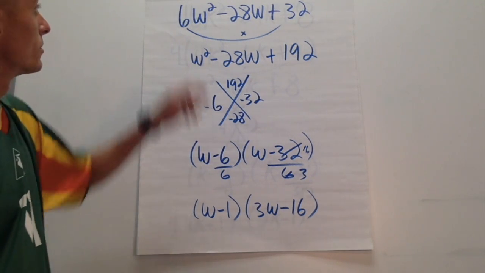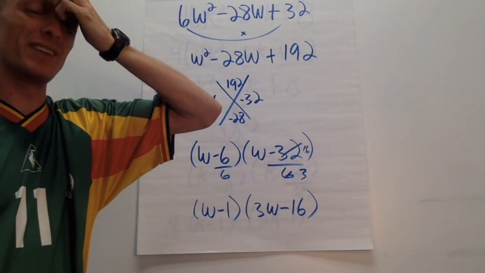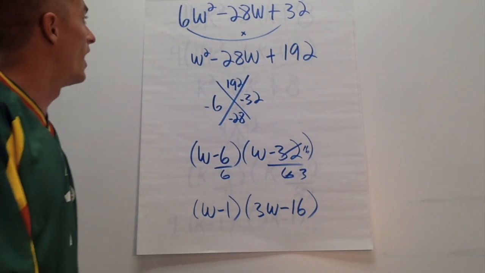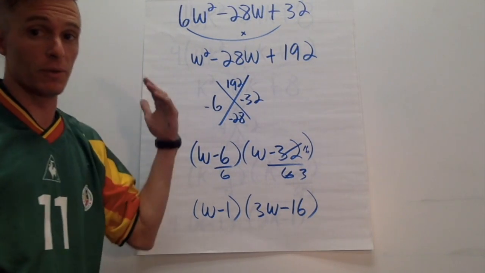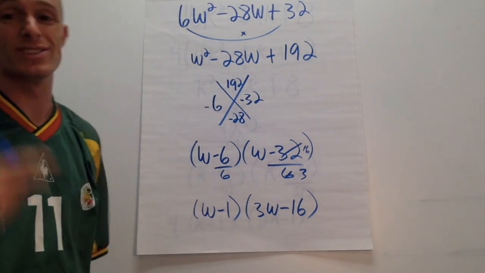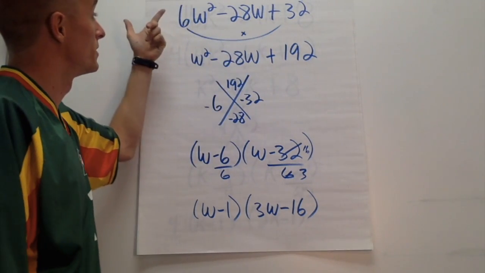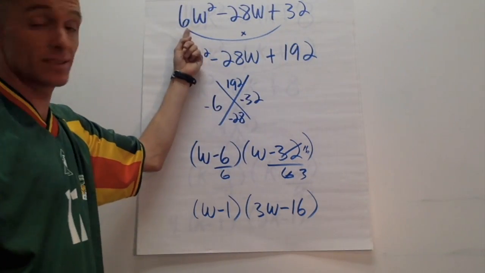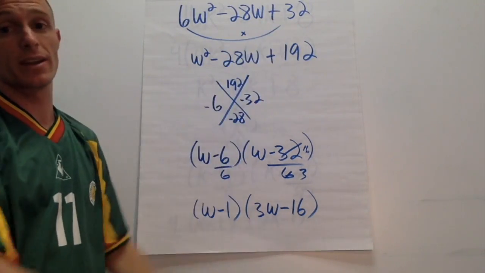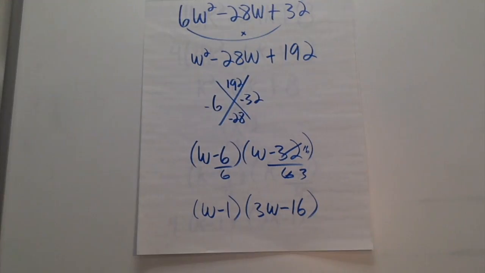All right, so 6 times 32 is 192. That is a giant number. Dang, that's really big. And that is where the mistake happened. What happened here is the GCF was not taken out. We did not take a number out of 6, 28, and 32. There's a number that divides into 6, 28, and 32, and that number is 2. So let's go do this correctly.